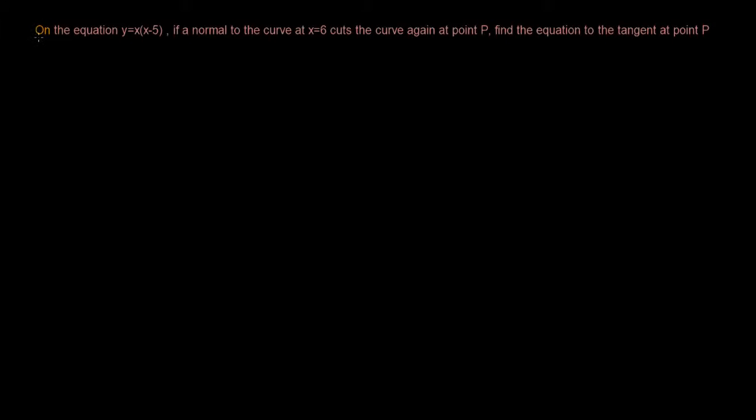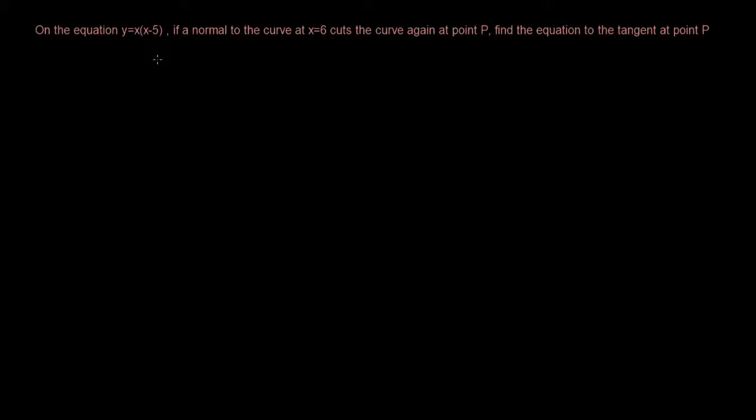So what you have to do is, on the equation y equals x bracket x minus 5, just looking at this equation you should be able to tell that it's going to be a quadratic, because x times x is x squared after you expand it, and the highest power of x is squared.